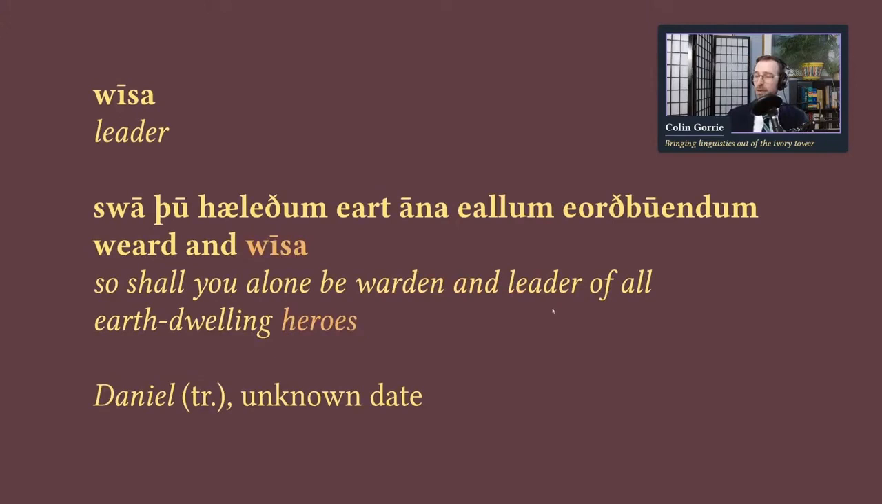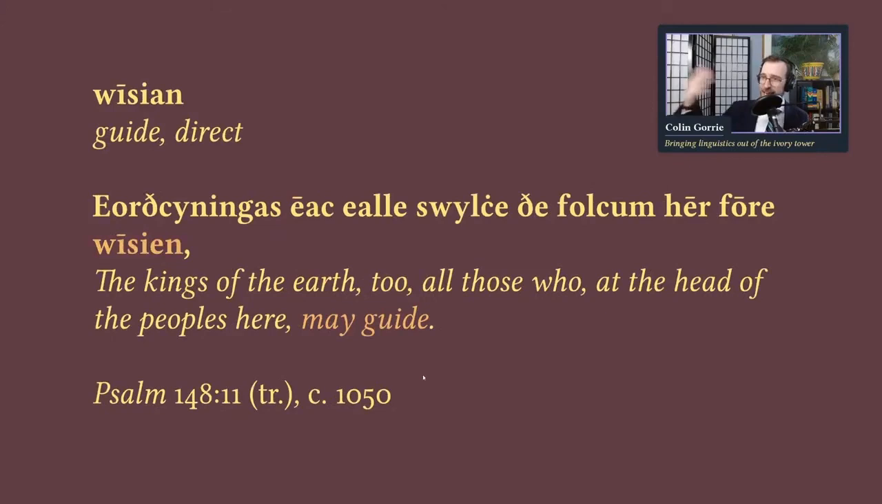We also have a word wisa, which meant leader. Swa thu healdan scealt, ana ealdum eorbuendum weard and wisa. So shall you alone be warden and leader, wisa, of all earth-dwelling heroes. Wisa meaning leader. That's really interesting because the wisa can guide. So we have this verb wisian. Eorthan cyningas ek alle swilche folcum her fore wisian. The kings of the earth too, all those who at the head of the peoples here may guide, wisian, to lead or to guide, to show the way.